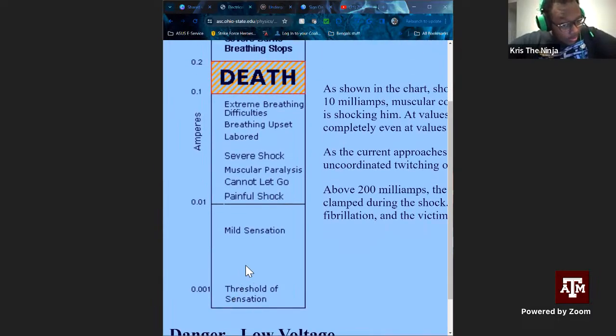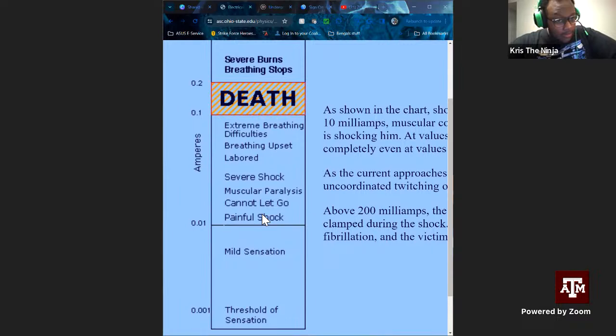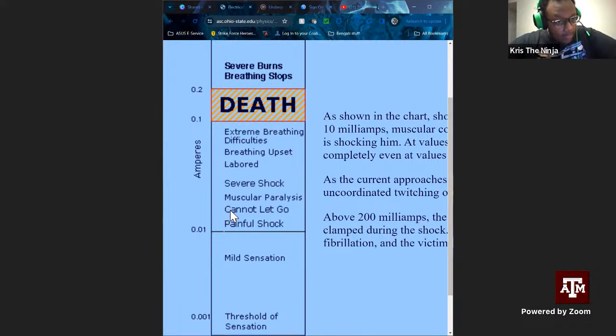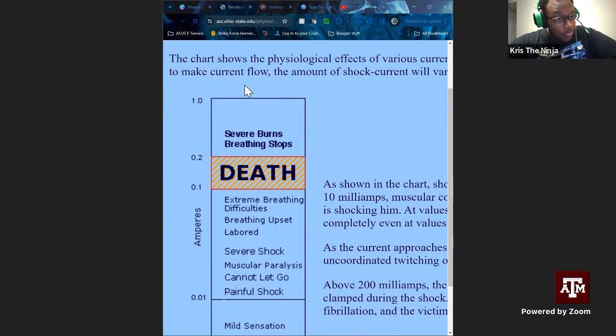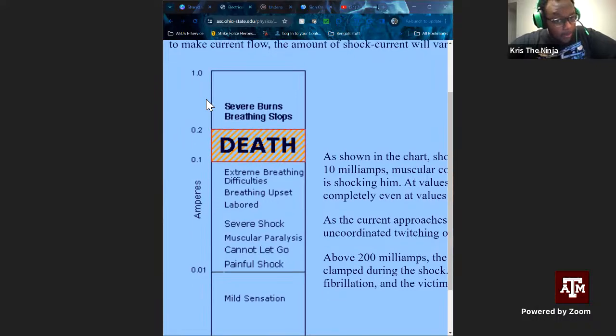So you can see the threshold of sensation at 1/1000th of an amp. You can see that a severe shock can occur. Severe shock or muscular paralysis can occur at a tenth of an amp, or I mean 100th of an amp. Between a tenth and 2/10 of an amp is death. You could have severe burns and stop breathing at an amp and above.